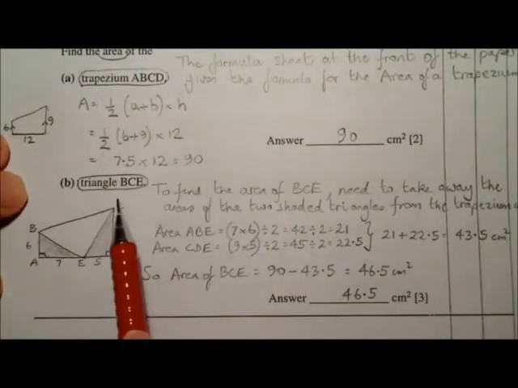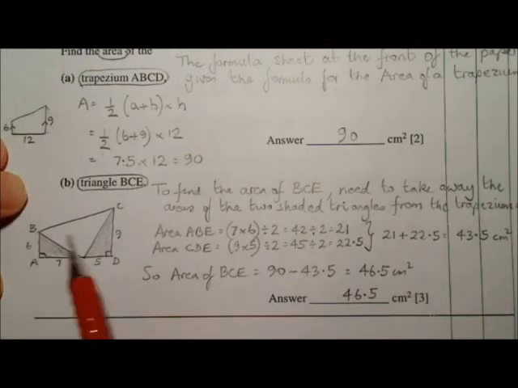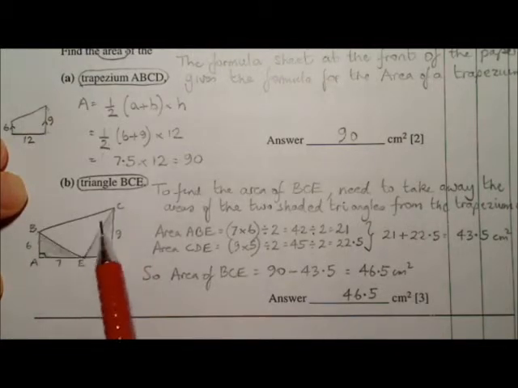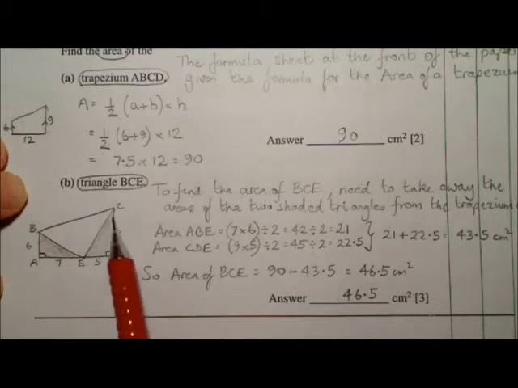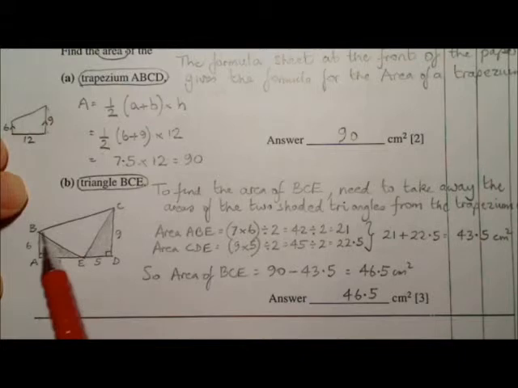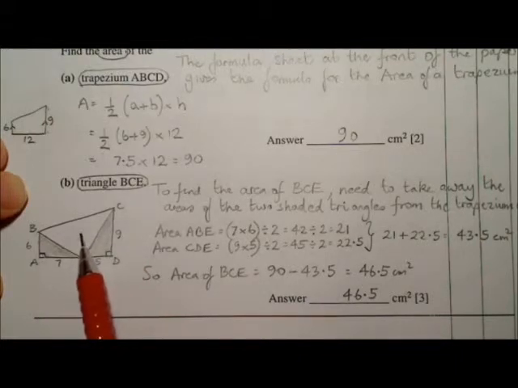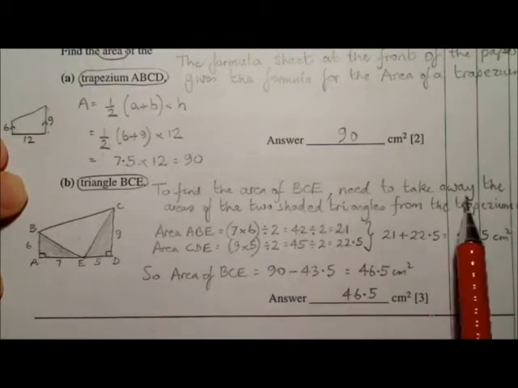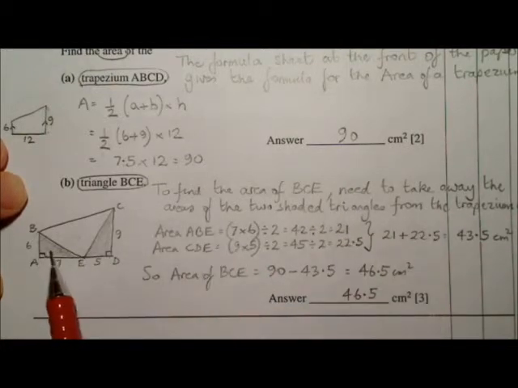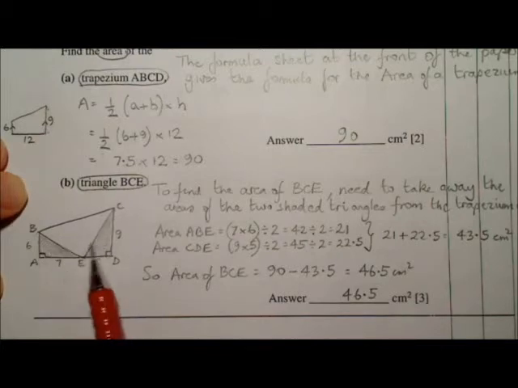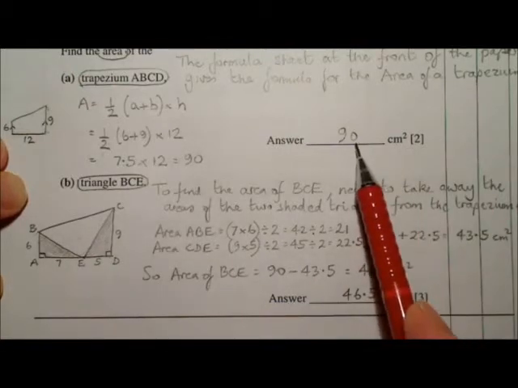Okay, the second part of that says then find the area of triangle BCE. Now that's this triangle here. I've redrawn the shape again. We've already found the area of the whole trapezium, ABCD, but they want this area in here, this unshaded area. And the way we're going to find that is we're going to take away the area of these 2 triangles. We're going to work those out and take them away from the total area of the trapezium that we worked out in the first part of the question.